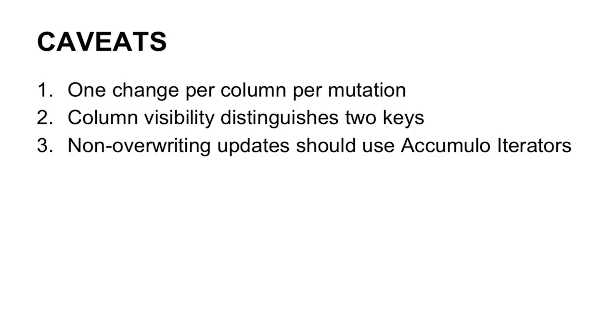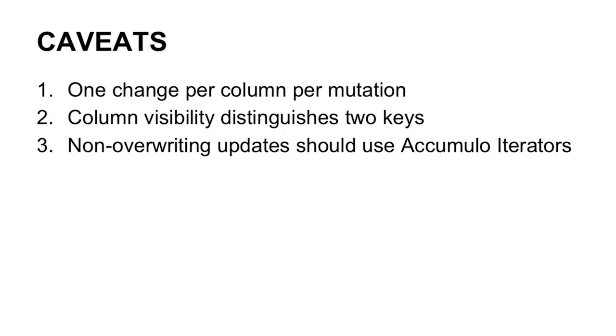the same column anyway. Second, a key includes the column visibility. So if two key value pairs have the same row ID, column family, and column qualifier, but have different column visibilities, that means those two keys are different, and their values do not represent two versions of the value for the same key. Finally, these updates are simple overwrite operations.